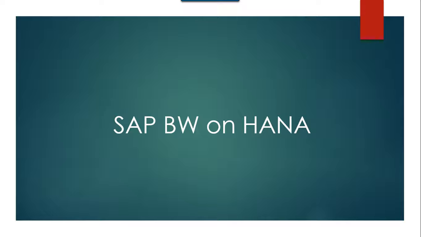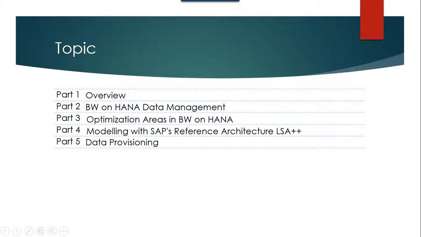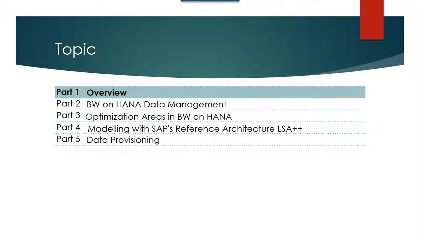For this class, I will explain five topics. The first one, overall. Second, BW HANA data management. Third, optimization areas in BW on HANA. Fourth, modeling with SAP's reference architecture, LSA++. And the last one, data provisioning. Okay, let's go for the first topic.